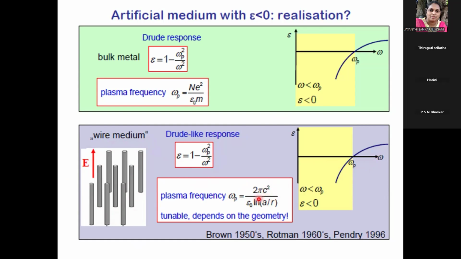Where omega p squared is 2 pi c square by (a squared ln of a by r), with a the spacing and r the radius. So this omega p is controlled by this arrangement, and you can have negative epsilon when frequency is less than omega p. You'll have positive epsilon when frequency is greater than omega p. This way you can generate a negative epsilon medium in the dielectric medium by using these conducting wires. This was initially done by Brown, Rotman, and Pendry in these years.